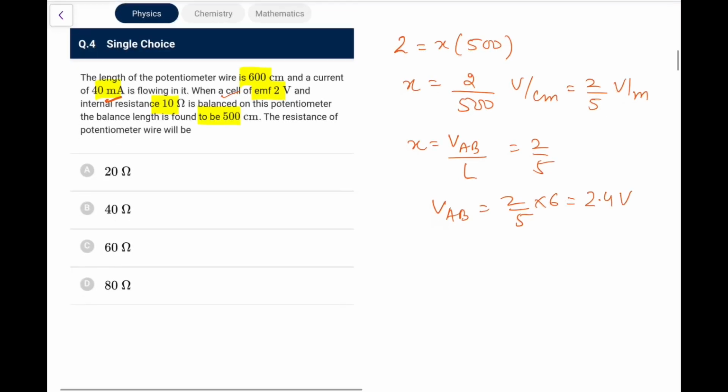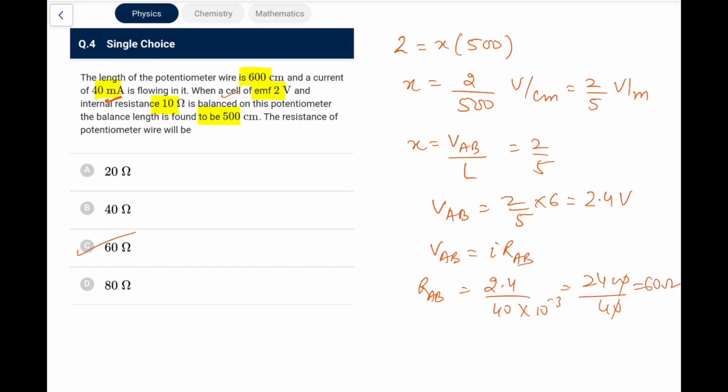Now this is 2.4, and this VAB would be equal to I into RAB. So RAB comes out as 2.4 upon what we had, 40 milli, that is 10 to the power minus 3, that is 2400 by 40, so it comes out to be 60 ohms. Go for option C, that is the appropriate one.